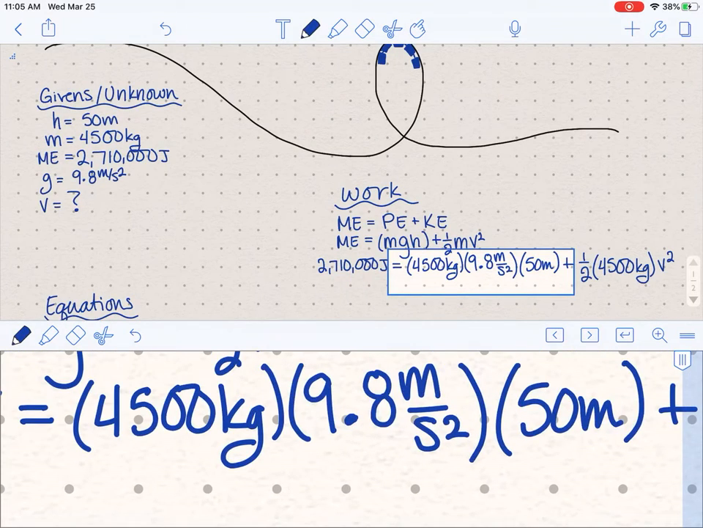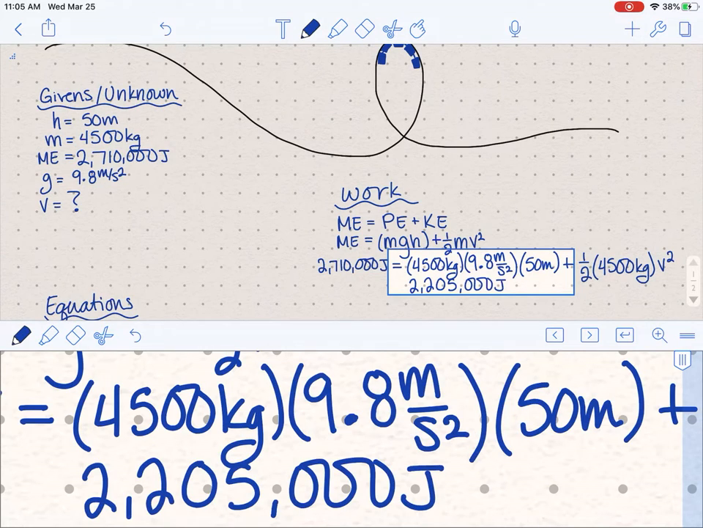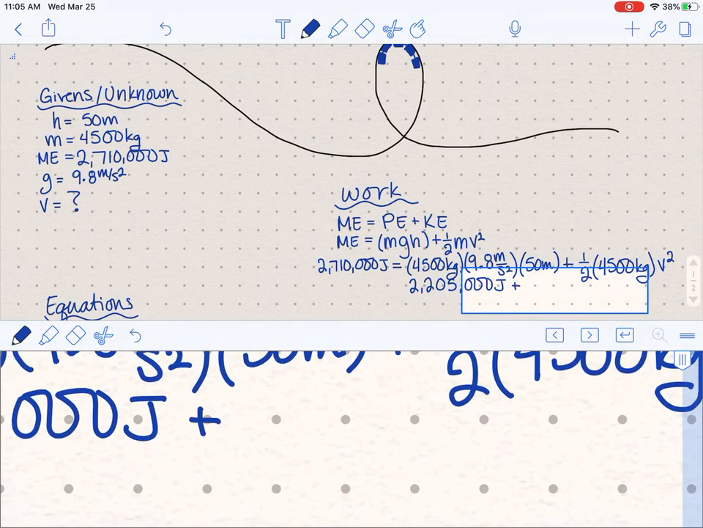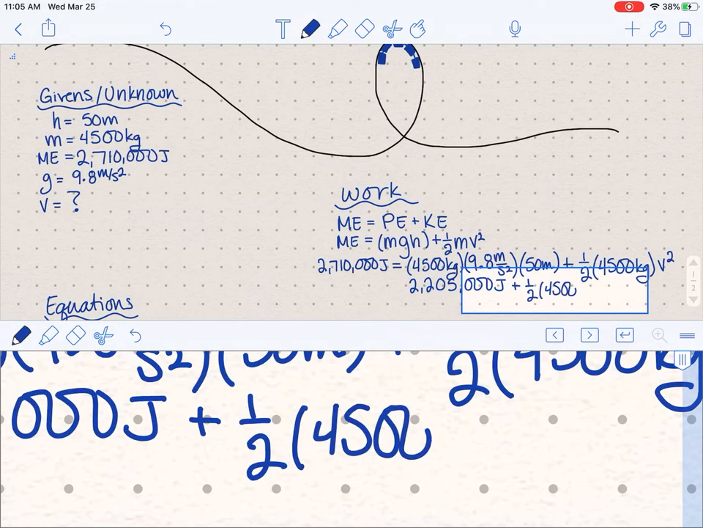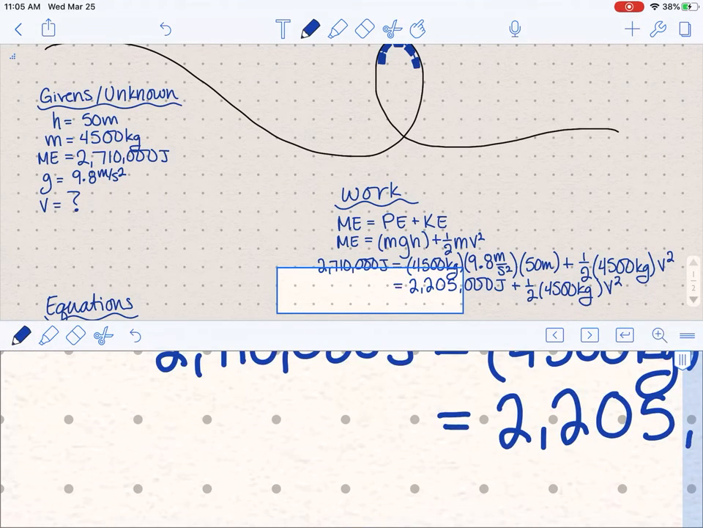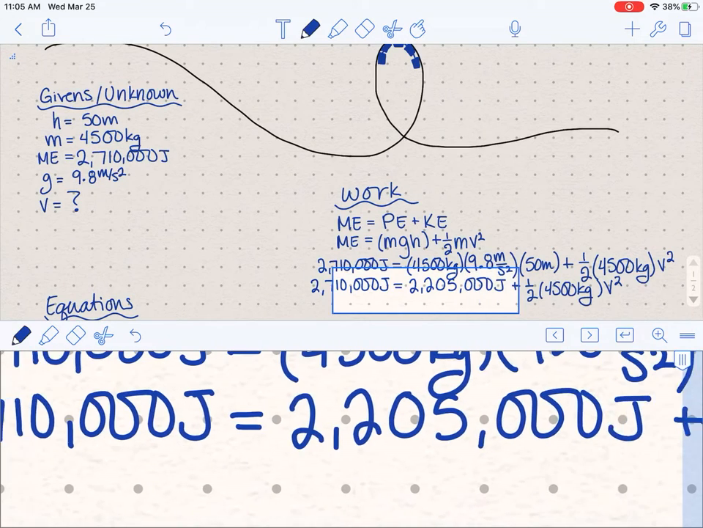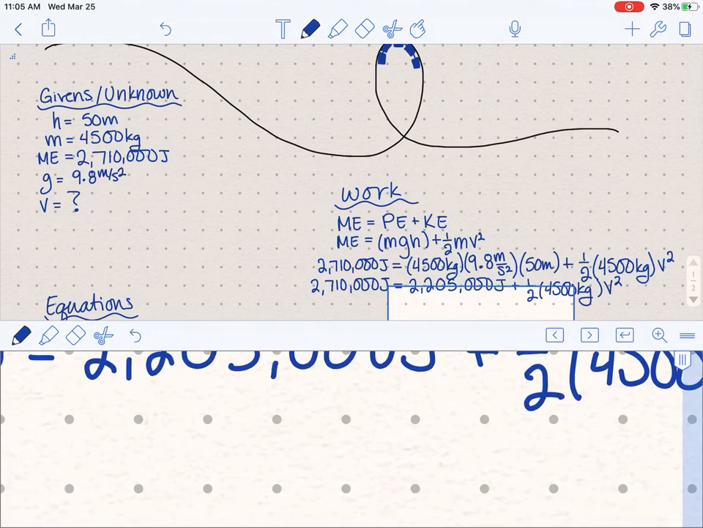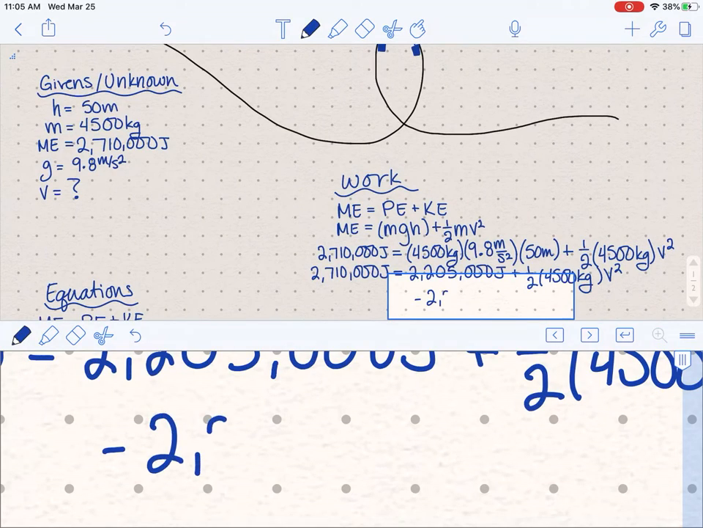All right. Next thing I'm going to do is calculate that potential energy. So for that, I'm going to take out my calculator and go 4,500 times 9.8 times 50. And that gives me 2,205,000 joules. All right. And then I'm going to keep that 1/2 times 4,500 kilograms times velocity squared. And the other side of the equal sign is still going to be my 2,710,000 joules. Now I want to go ahead and subtract this 2,205,000 from both sides.